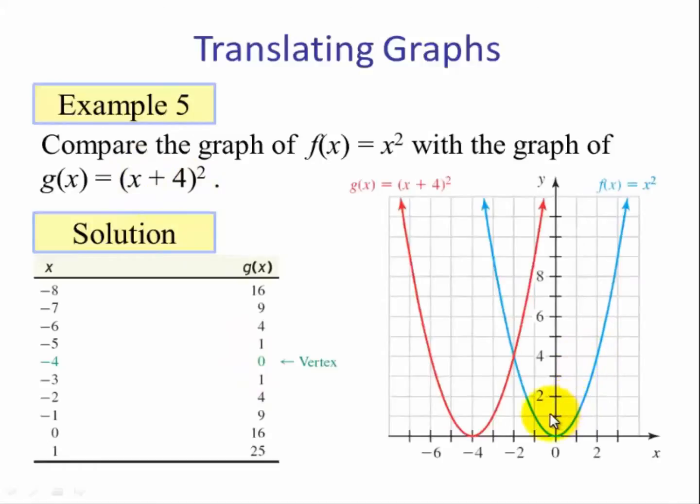Graphically, f of x is the blue graph, and this new graph, g of x, is the red one, and again, the vertex has been moved 4 units to the left, and this corresponds to the value of h.